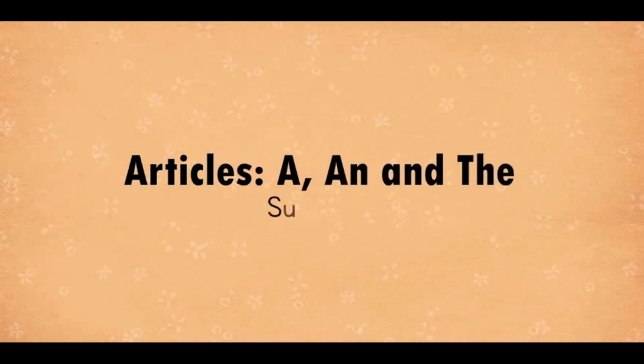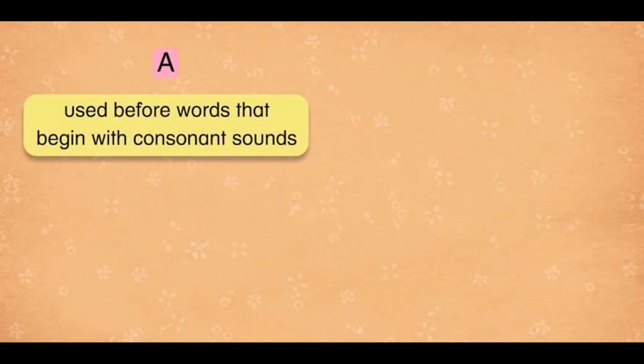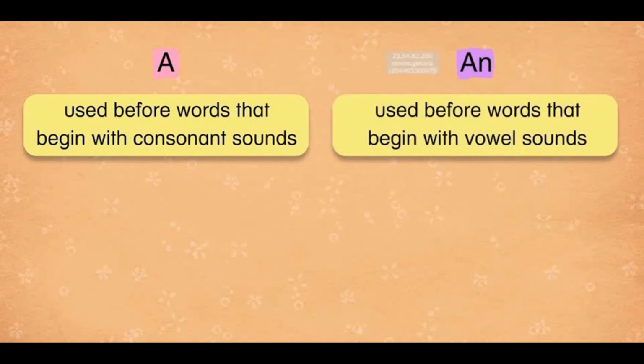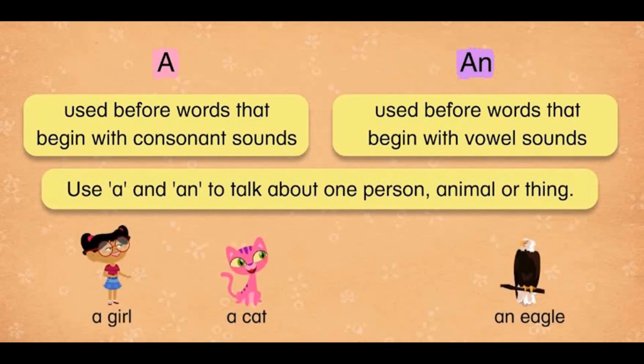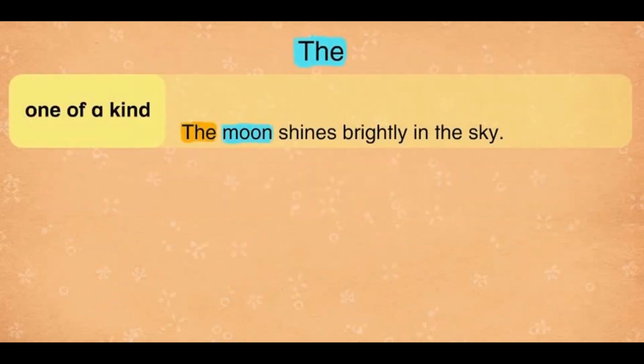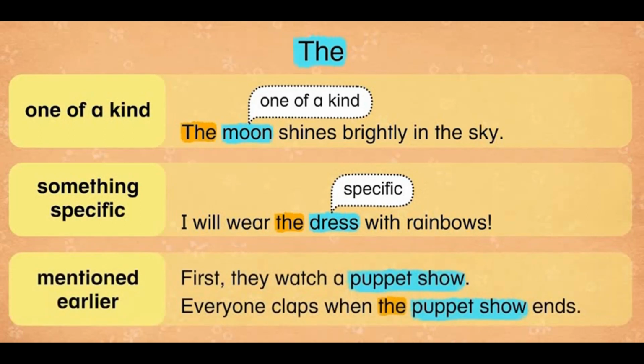Let's quickly revise what we have learnt. A, an, and the are articles. We put a before words that begin with consonant sounds and an before words that begin with vowel sounds. A and an are used to talk about one person, animal, or thing. We use the before things that are one of a kind, to talk about something specific, and before words we have already mentioned earlier.